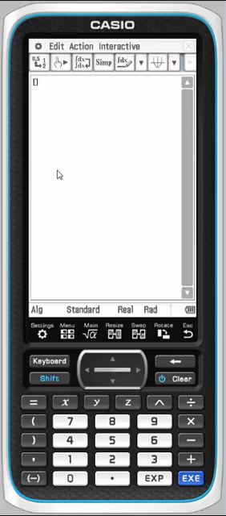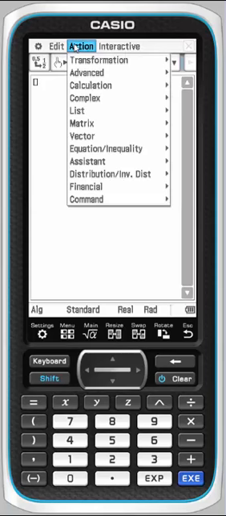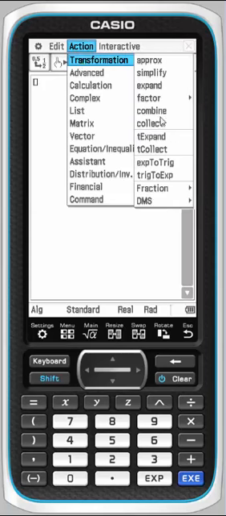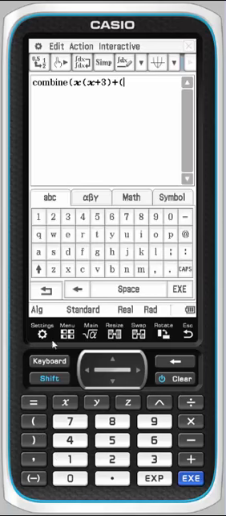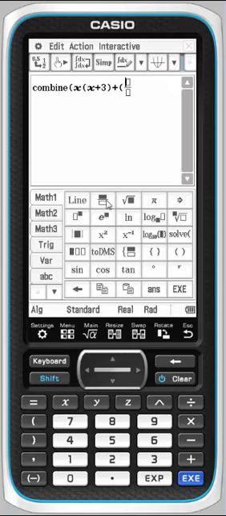We are going to look at a few more functions from the Action and Transformation menu. We have Combine, and what Combine will do, it's almost easier to show you. We have X times X plus 3 plus, and then I'm going to pull up the keyboard and pull up this really nice fraction template. I'll put an X plus 1, down arrow, X plus 2, and I'll put a parenthesis on the right hand side.